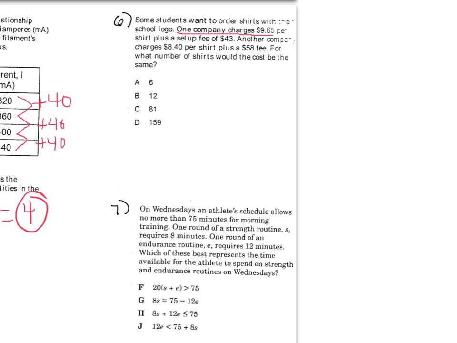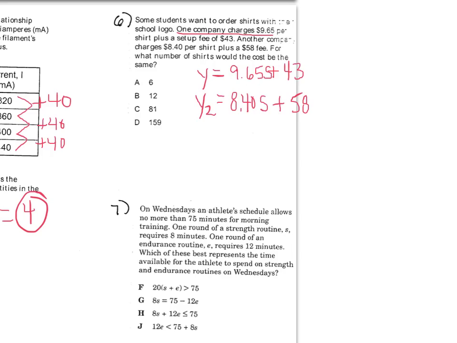One company charges $9.65, so let's write down what company 1 is. Y1 equals 9.65 per shirt, so let's put an S in here, plus a setup fee of $43. Company 2, so we're going to call that Y2, charges $8.40 per shirt, so 8.40 times S, or X, I guess you could use, plus a $58 fee. Okay, so here's our two equations.